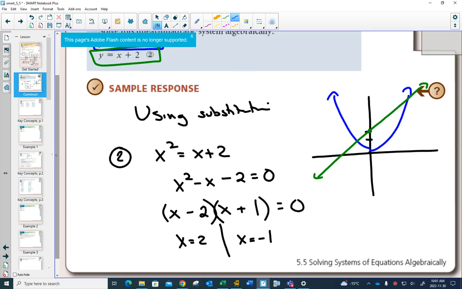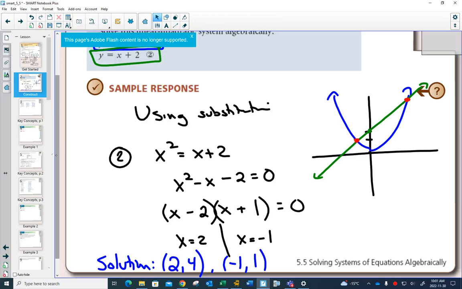So I could plug in 2. Mental math-wise, I think you could go right away to the solution. I could plug in 2 into equation 2. What would y be? y would be 4. I could plug in -1 into equation 2. -1 plus 2 is 1. And those match up with this point and this point on our graph.